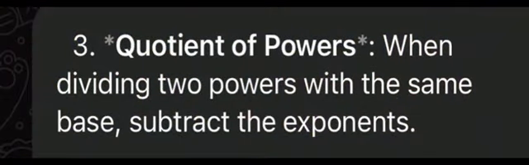The third law is the quotient of powers. When dividing 2 powers with the same base, subtract the exponents. So in this case, 2 raised to the power 5 divided by 2 raised to the power 3: you take 1 base, then 5 minus 3, which is 2 raised to the power 2, which is 4.